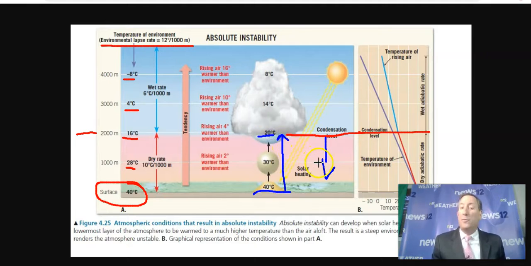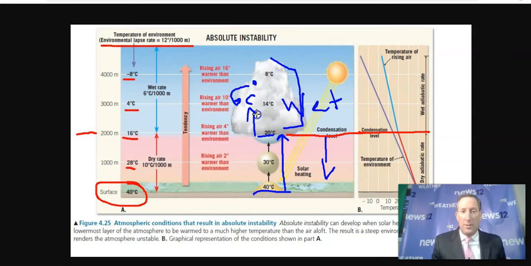Now the rate of cooling changes. Up in this location, the air is said to be wet or saturated. So when the air is wet or saturated, it now cools at a rate of 6 degrees Celsius. So at the condensation level, the air is still dry. Above the condensation level, the air is now wet. So that's how we go from 20 to 14, we subtract 6. From 14 to 8, again, we're subtracting 6 for every 1,000 meters we go up.